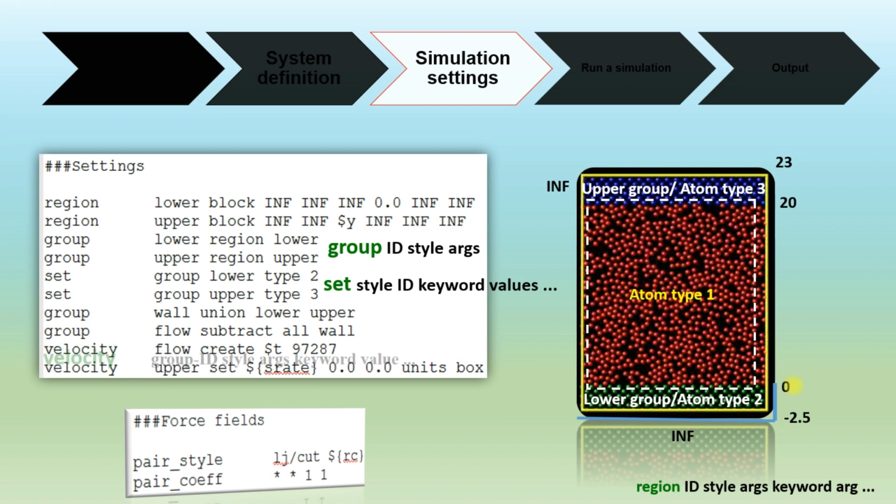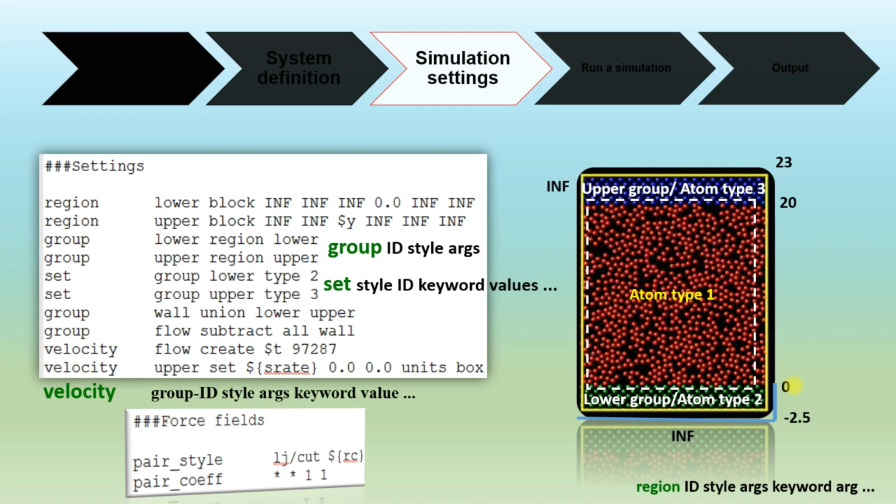Finally, we have velocity command. This is one of the most important commands. We have its syntax as follows: velocity, group id, style, arguments, keyword and values. Group id equals the id of a group of atoms whose velocity will be changed or, depending on the style, created or changed. And there are many styles available. For the create style, we need to provide temperature and a seed number. Create style generates an assembly of velocities using a random number generator with a specified seed at the specified temperature.